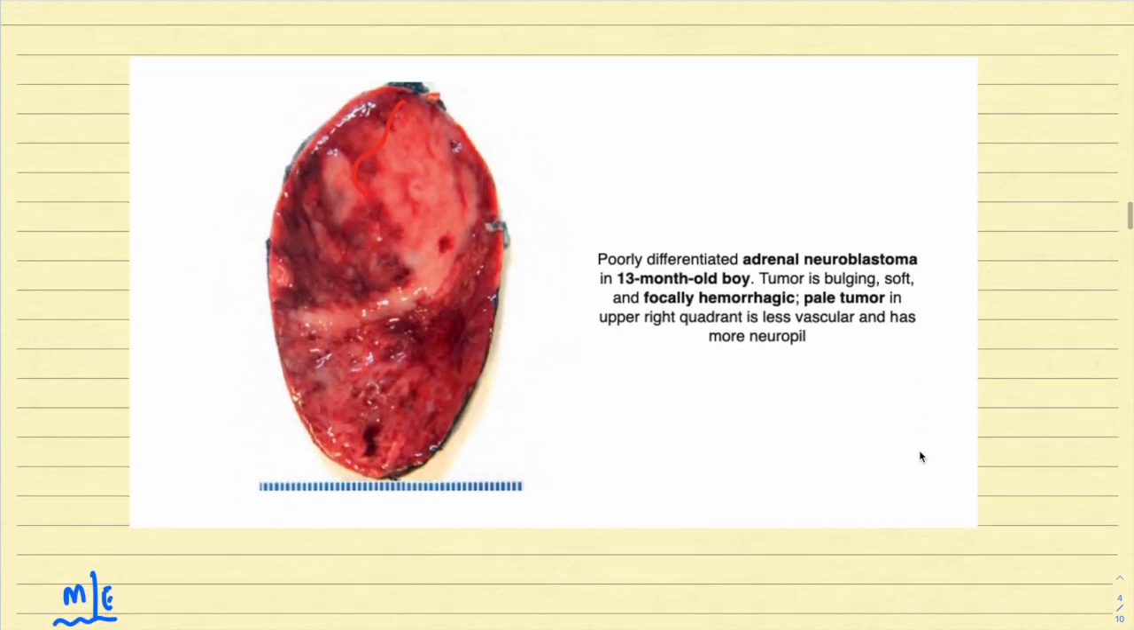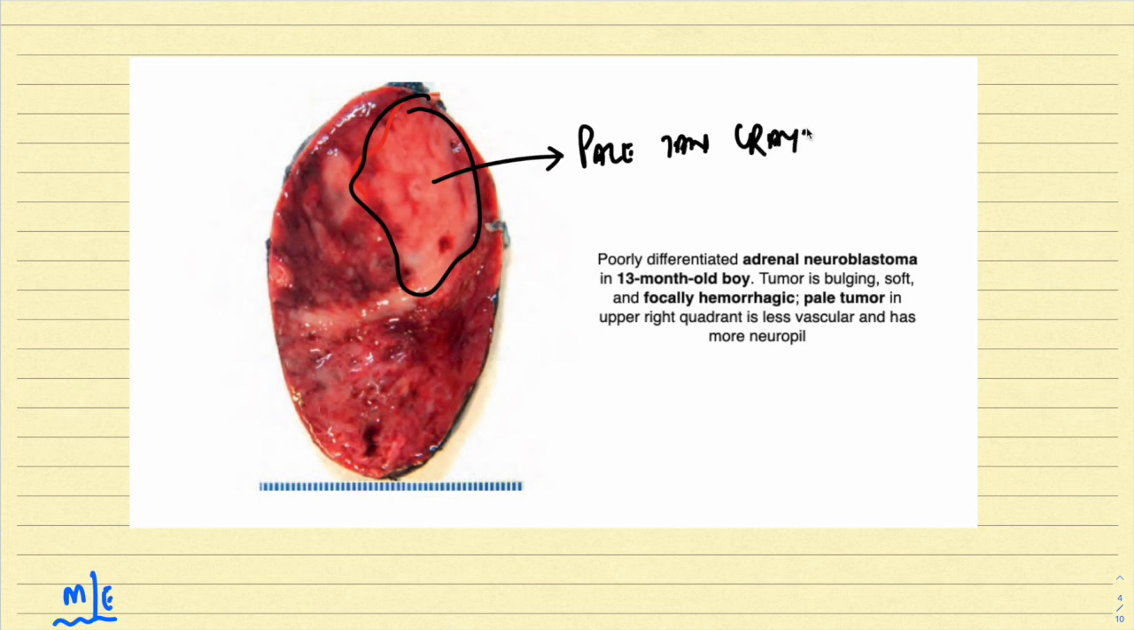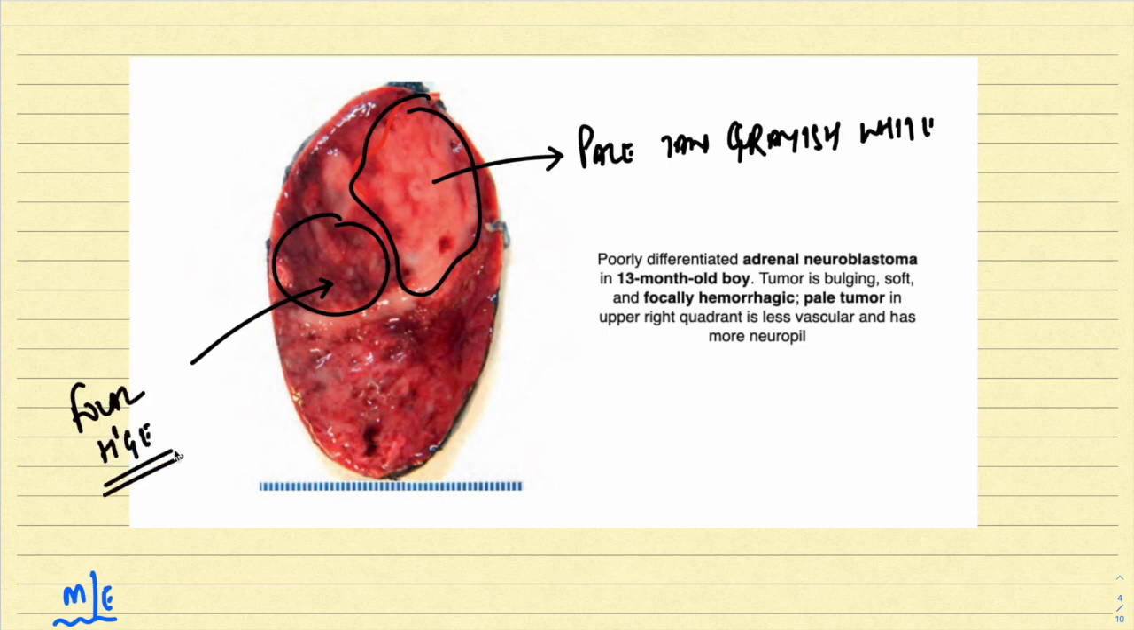So this is the gross feature as we can appreciate for a neuroblastoma, as we can see in this diagram. This area is quite pale, tan, grayish white in color, and as you can see, there are focal areas of hemorrhage as well. So this is how neuroblastoma presents grossly in a 13-month-old boy.